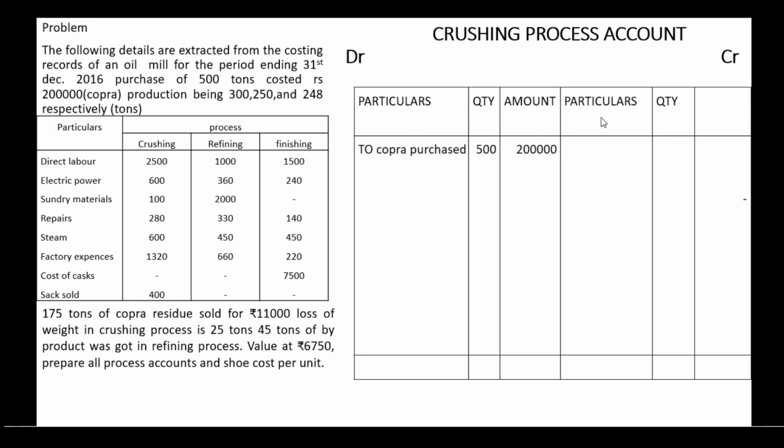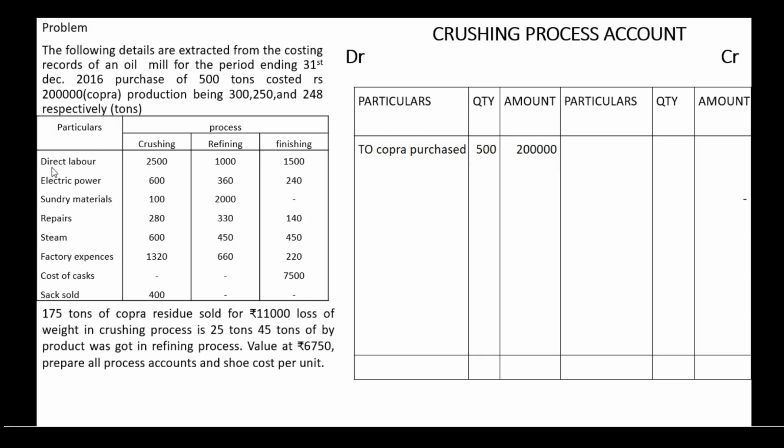Particulars, quantity and amount in the credit side. So in this crushing process account, the first one that is entered is the purchase of 500 tons costing rupees 2 lakhs. So here at the start, for this production they are purchasing 500 tons, that is, they are purchasing copra. So these tons are entered in the quantity column and the 2 lakh rupees is entered in the amount column.